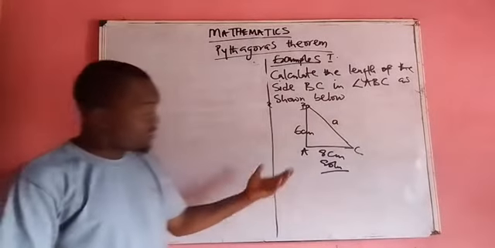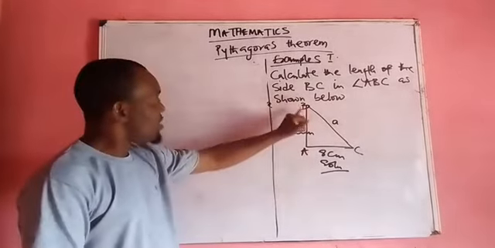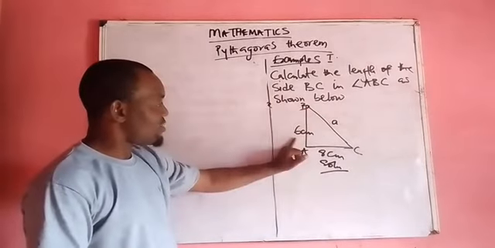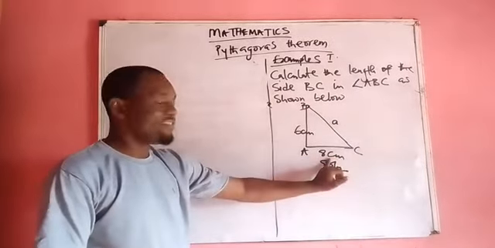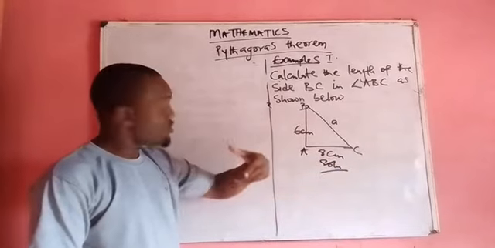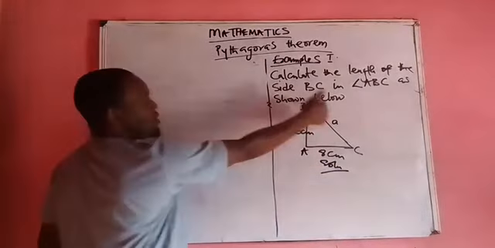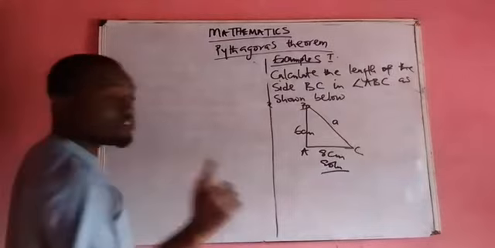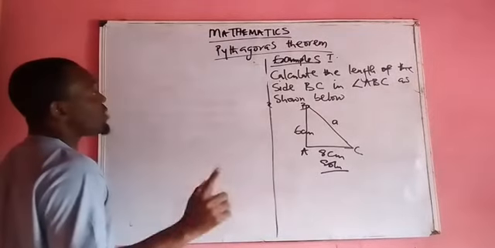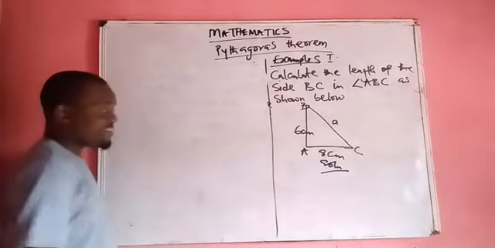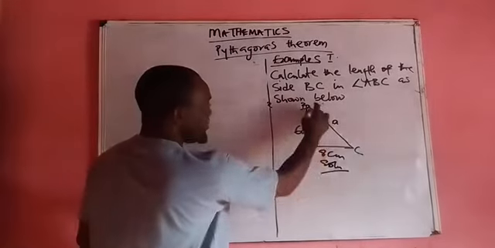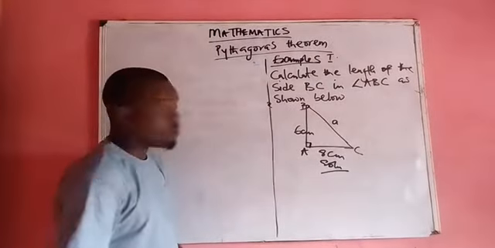Now you can see this question now. They gave us AB as 6 centimeter and AC as 8 centimeter. So using Pythagoras theorem, we can look for BC. Now what was the theorem again? The square of the longest side. This side is the longest side. This is the longest side, which we also call the hypotenuse.